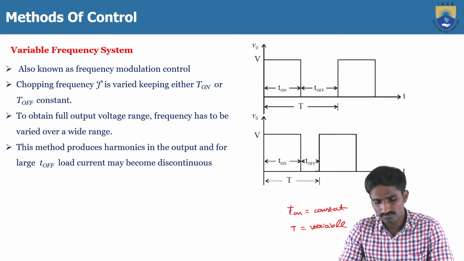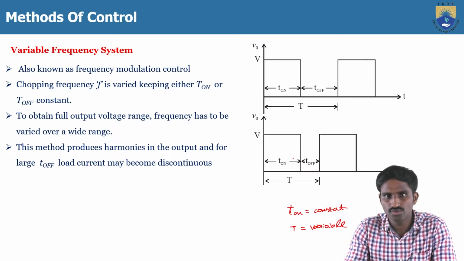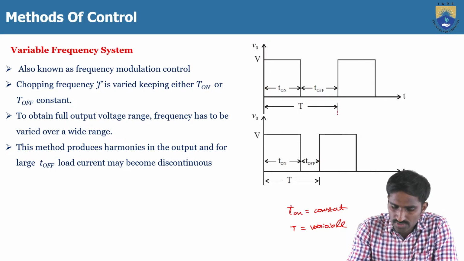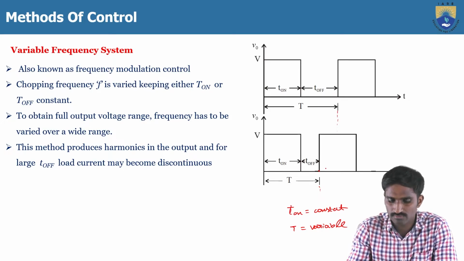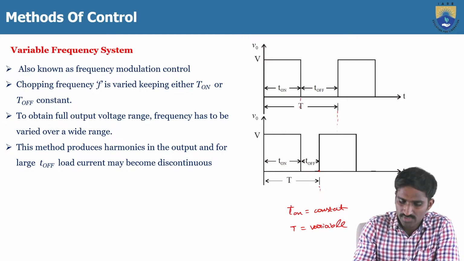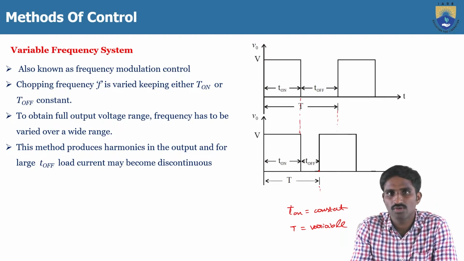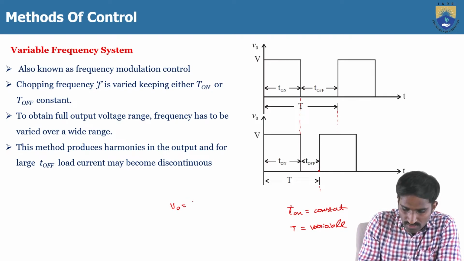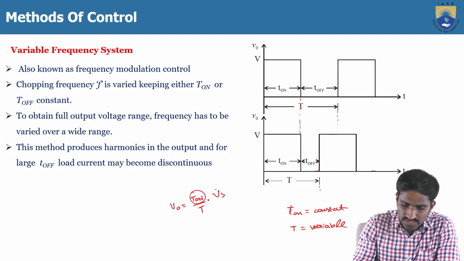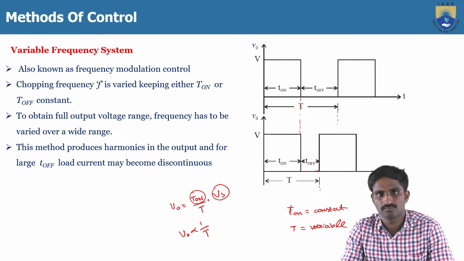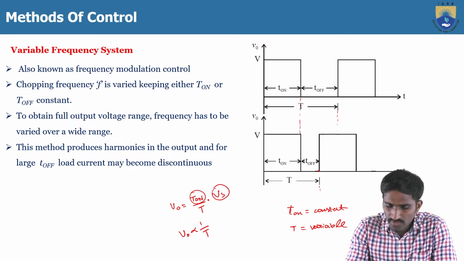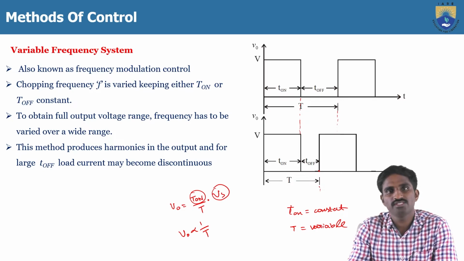That's why here you can see in these two cases, the total time period is up to this, but here the total time period is up to this point only. But in both the cases the T on is the same, that you can see. So again, V naught is equal to T on by T into Vs. Here T on is constant and Vs is constant, so V naught is inversely proportional to T. Which means if the T is increasing, then the voltage is decreasing.